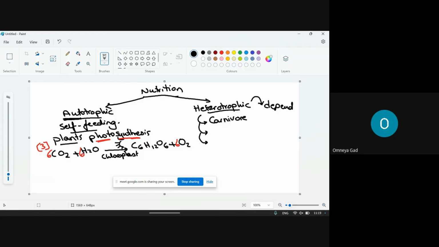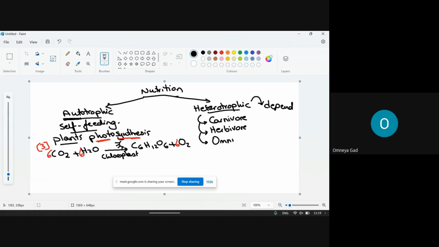Carnivores, this means that they depend on meat as their food, like the lion. They are meat eaters. But what about the herbivores? The word herbivore comes from herbs. So they are plant eaters, like the goat, the sheep, and the cow.